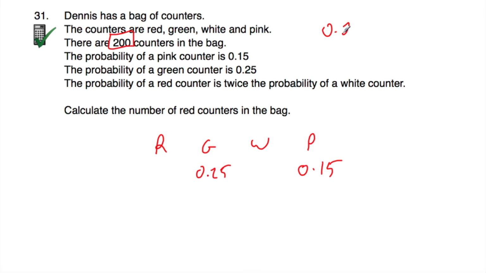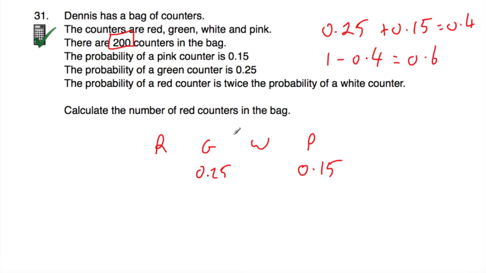So 0.25 plus 0.15 is equal to 0.4. So that means that these two probabilities add together to be 0.4. Now let's take that away from 1 to see what's left for the other two colours. So 1 take away 0.4 is equal to 0.6. So that means that this probability and this probability would add together to be 0.6.